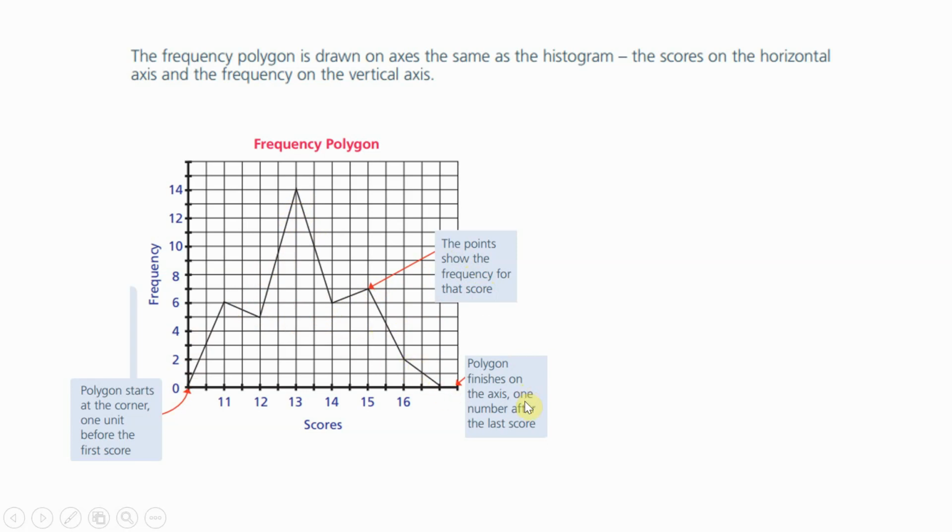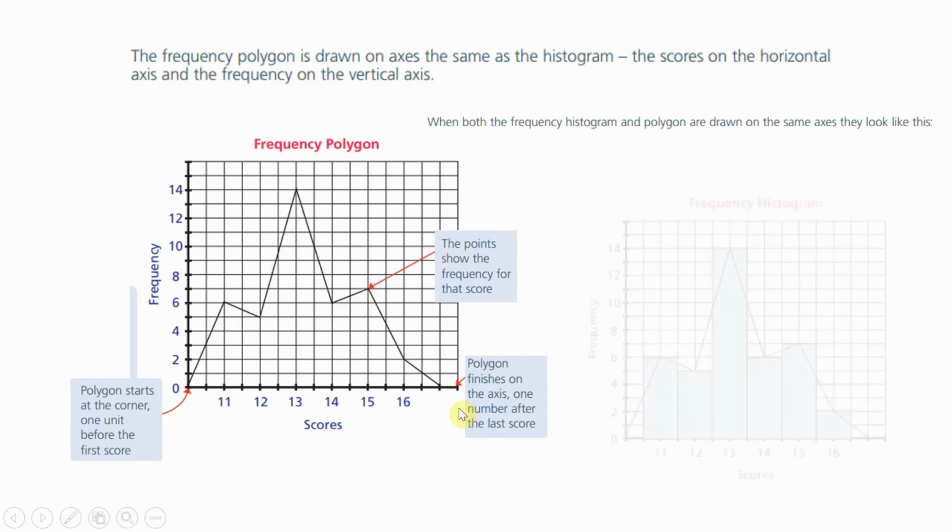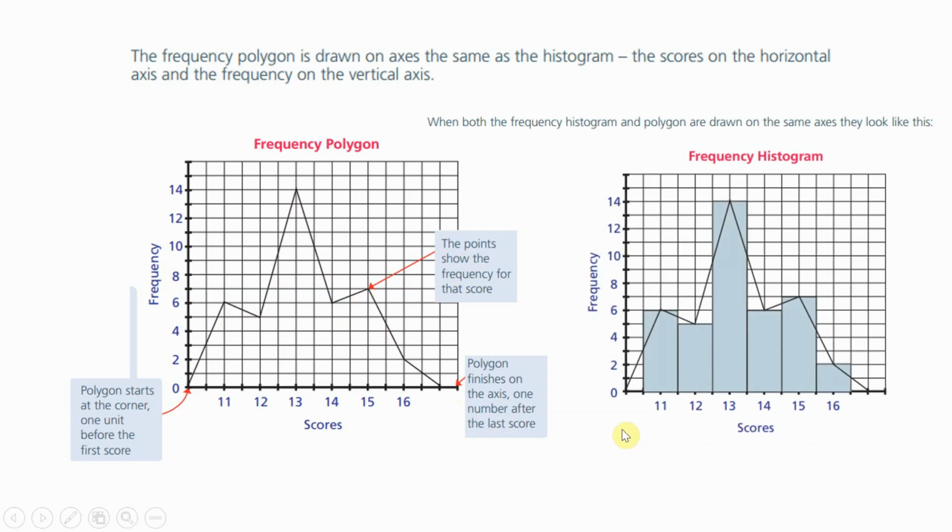When it finishes, the polygon goes back down onto the horizontal axis to complete the polygon, which is why it's called that. When they're put together, they look like that. So there's a frequency histogram and a polygon on the same graph. Notice that the points, or the vertices, in each part of the polygon coincide with the middle of the columns of the histogram.